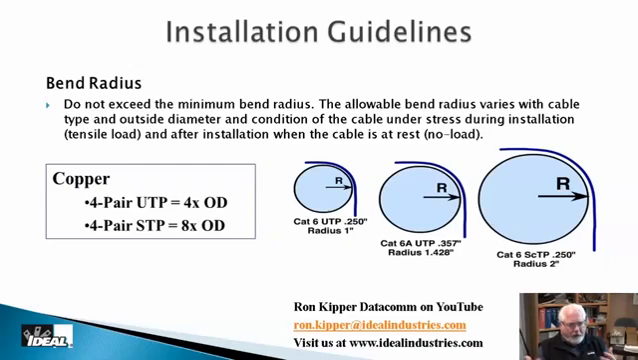And, of course, Cat 6A wire and bigger conductors or cables are even a little bit more than that. STP is 8 times the outer diameter, and I'm not 100% sure, probably something to do with the foil shield inside the cable not being deformed, but they're 8 times on the STP type cables.